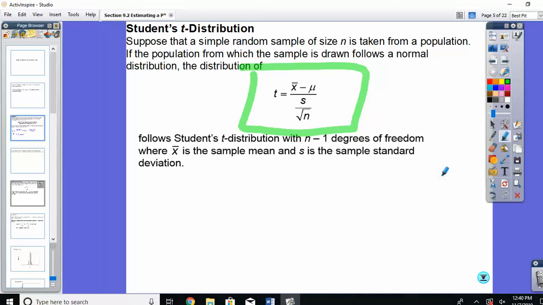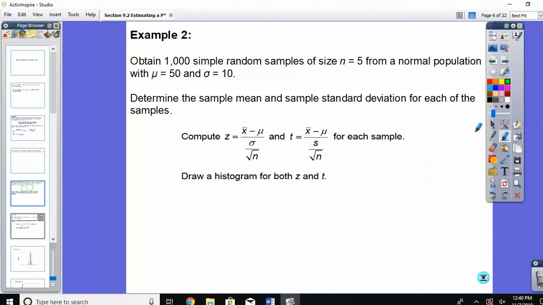It has n minus 1 degrees of freedom. n is the number in your sample. On my pennies I had 17, so we would call it 16 degrees of freedom. x-bar represents the sample mean. s represents our sample standard deviation. In this, you would have to have a mu, a population mean, in order for that to work.